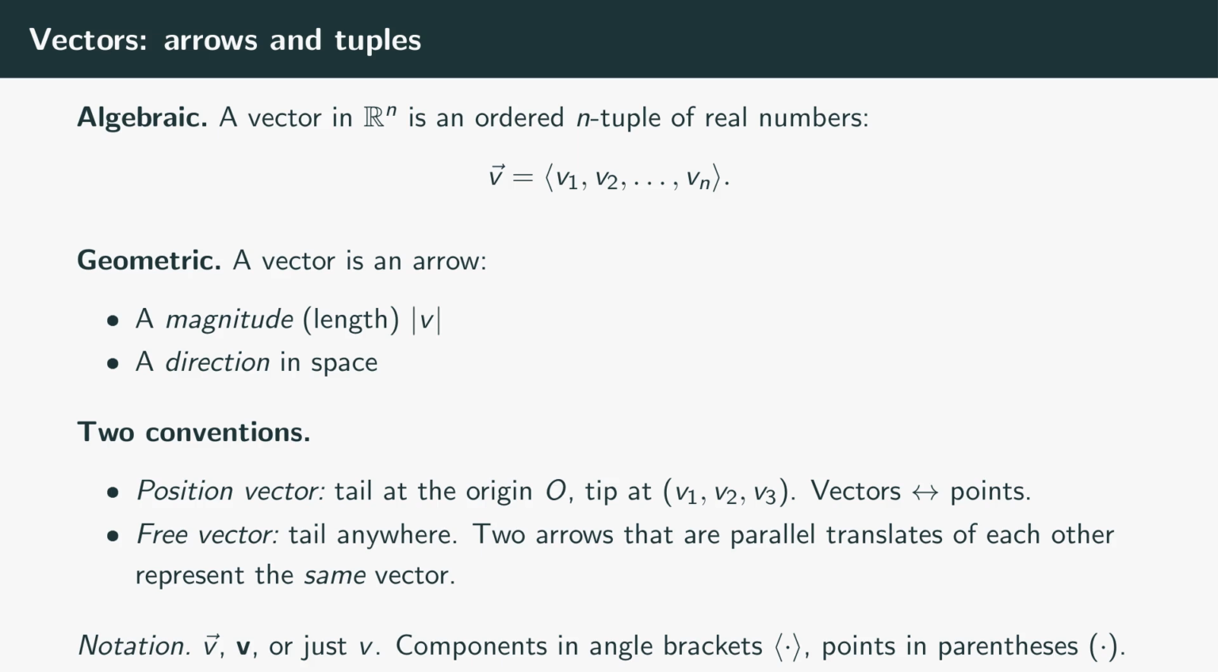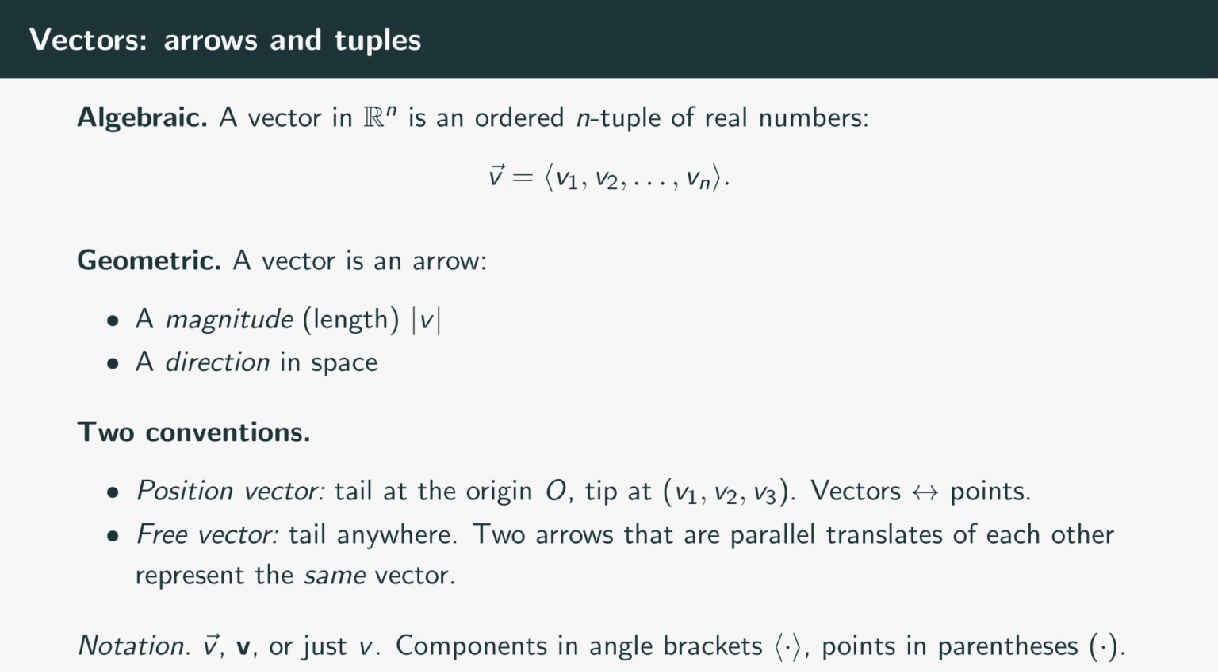There are two conventions for where to draw the arrow. The first is the position vector, tail at the origin, tip at the point v1, v2, v3. In this convention, vectors are just points in disguise. The second convention is the free vector. The tail can sit anywhere. Two arrows that are parallel translates of each other, same length, same direction, different starting points, represent the same vector. The free vector is more honest about what a vector is, a displacement, not a point.